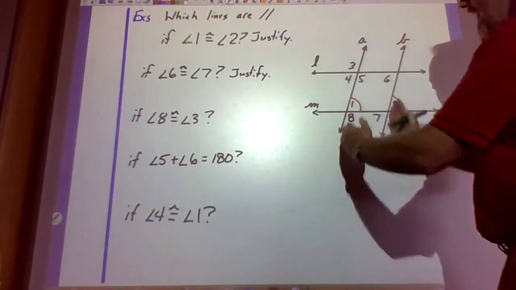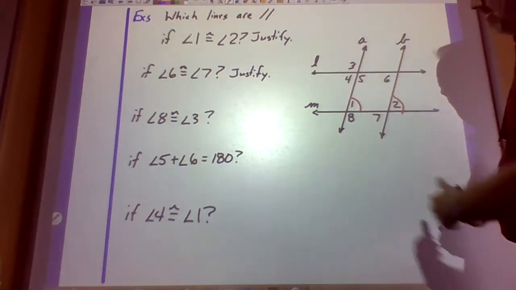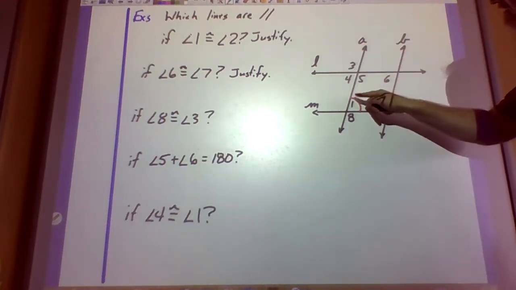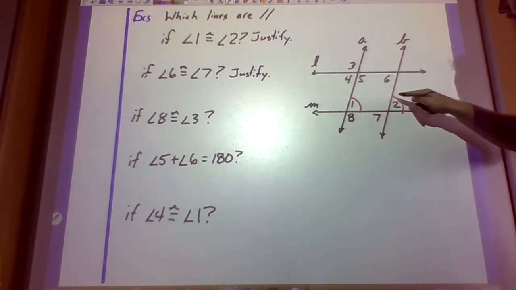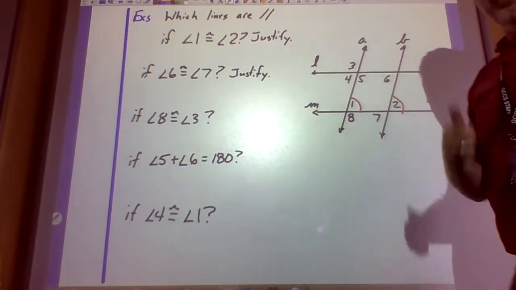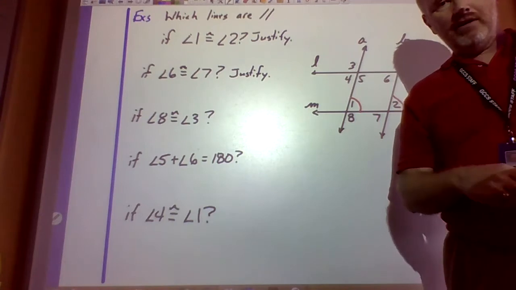So let's take a look at A and B. Could they be parallel? Well, you got some markings on line A. You got a swoosh on line B, so that's a good sign right there.